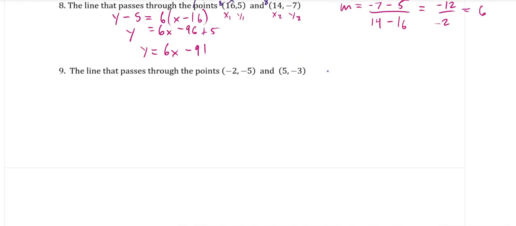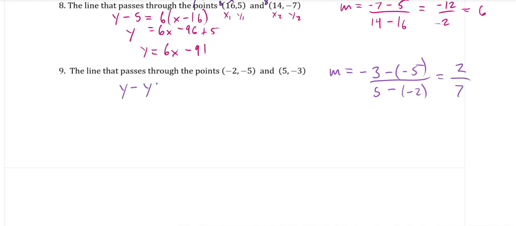For this one, if I do my slope formula, I'll have minus 3 minus minus 5 over 5 minus minus 2. Negative 3 plus 5 is 2, and 5 plus 2 is 7. Plugging this into our point slope formula, we could plug in minus 5 here to give me a plus 5, and 2/7 for my slope, times x minus minus 2 is plus 2. This gives me y plus 5 is equal to 2/7 times x plus 4/7.